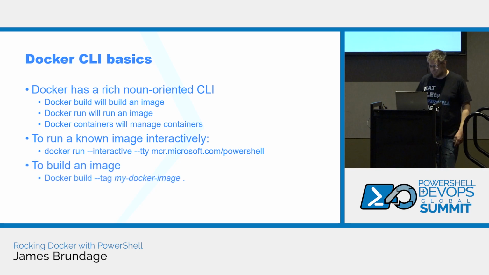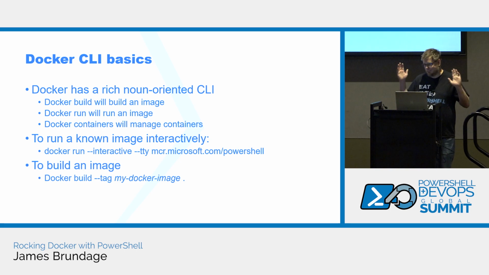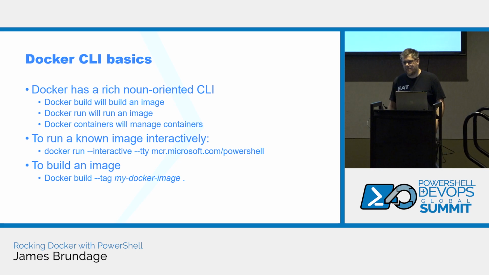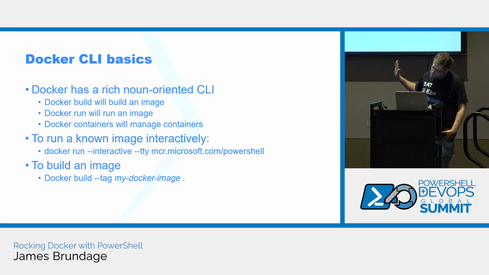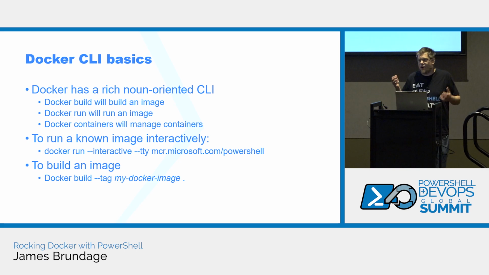To build an image, docker build --tag my-docker-image. One important thing to note here, Docker image tags must be lowercased. This is a little bit annoying, especially if you have a module whose name uses its case in a playful way, but hey, what can we do? It's a Linux-oriented technology. Of course they're going to love lowercase more than uppercase.